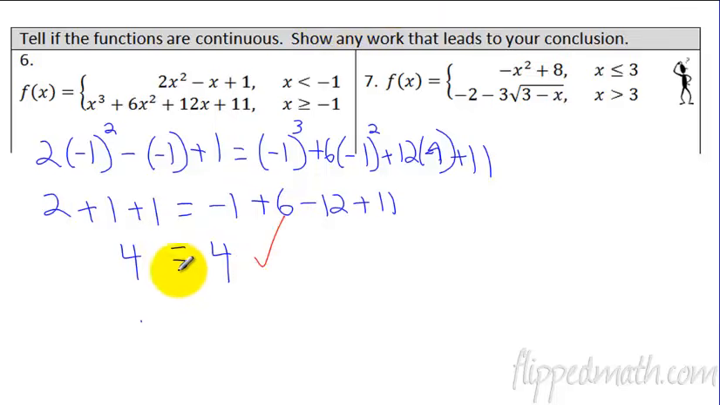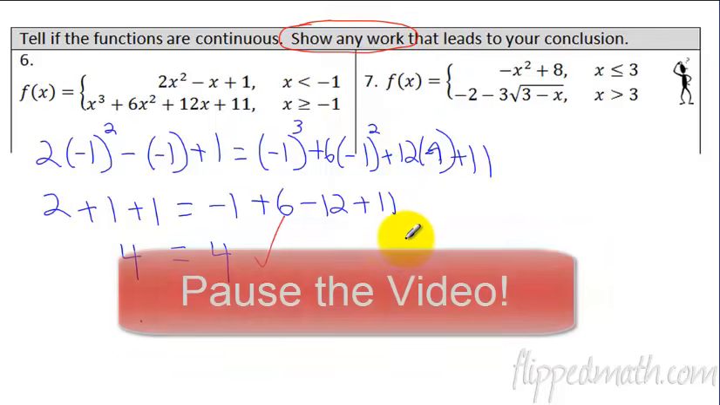So that is showing your work. So be careful on this in any mastery checks or tests or anything. It's showing your work that leads to our conclusion that both pieces equal each other at that x value. So go ahead and try out number 7. I'll have to write my answer here because I didn't leave myself enough room. Pause now and I'll get your answer up here in just a sec.